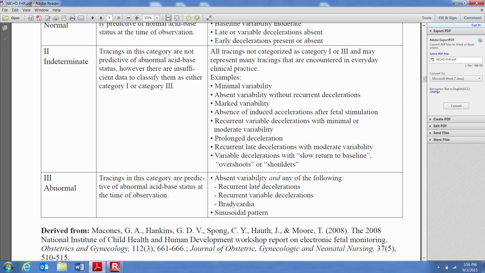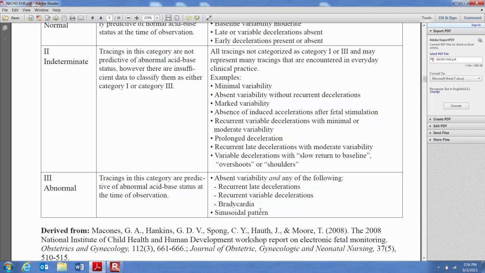Okay, in addition to absent variability, you have to have one of the following: recurrent late decelerations, recurrent variable decelerations, or bradycardia. You don't have to have all 3 of them. You have to have one of them, okay? Recurrent just means that those decelerations are occurring with at least 50% of the contractions, or greater than 50% of the contractions, okay? That's what recurrent means.